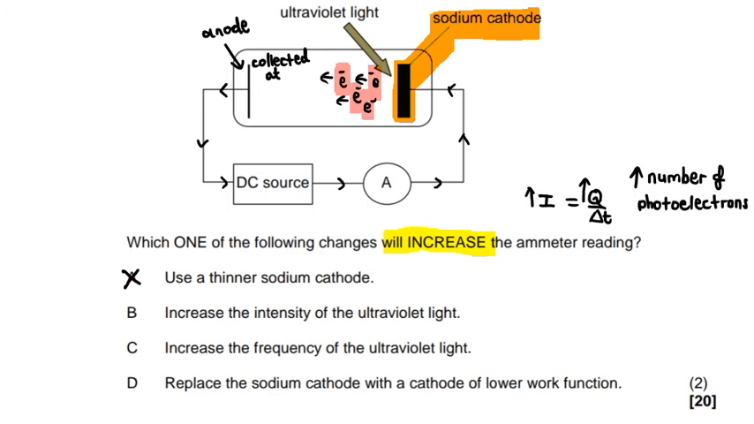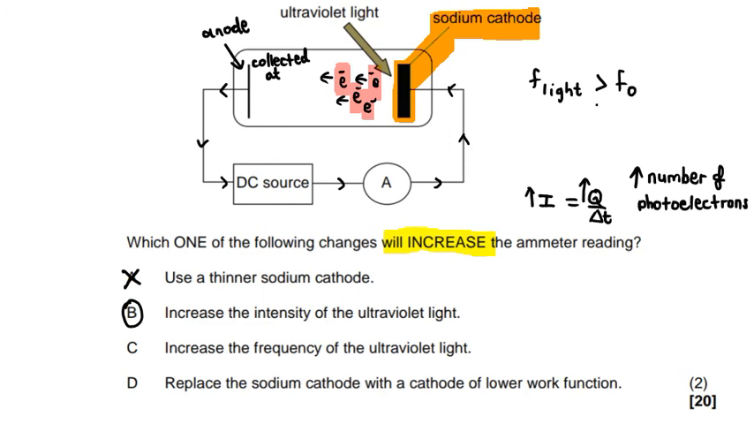B, increase the intensity of the ultraviolet light. Yes, that will work. Why will it work? Because, like I said, if the light source is creating a current, that means that light source already has a frequency which is greater than the threshold frequency.